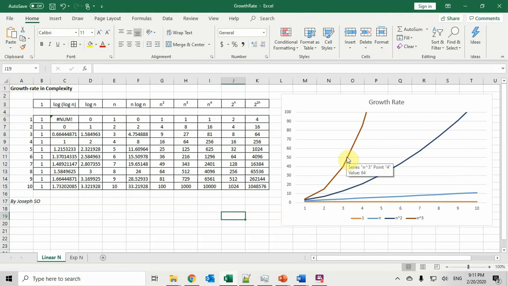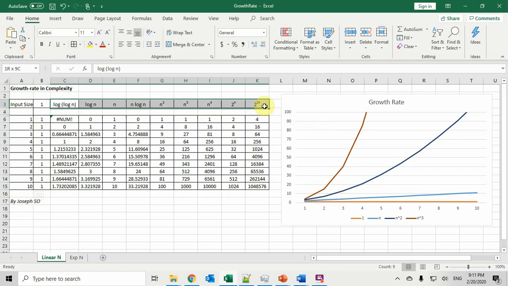Here, I plotted the graph of the value against the input size. So you can see that if we have the input size increase, correspondingly, the value of the function will change.